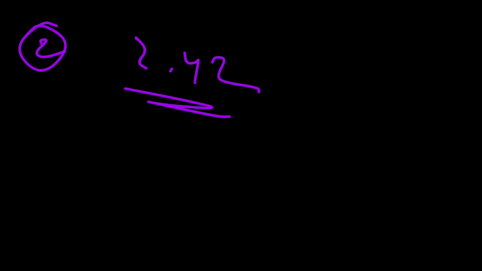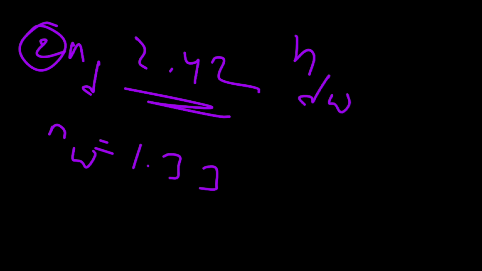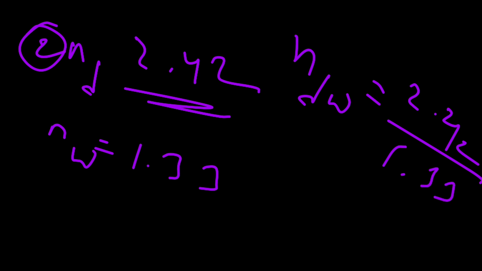So let's see one more. The refractive index of diamond is 2.42 and the refractive index of water is 1.33. Find the refractive index of diamond with respect to water. So which means 2.42 divided by 1.33. You'll get the answer 1.82.